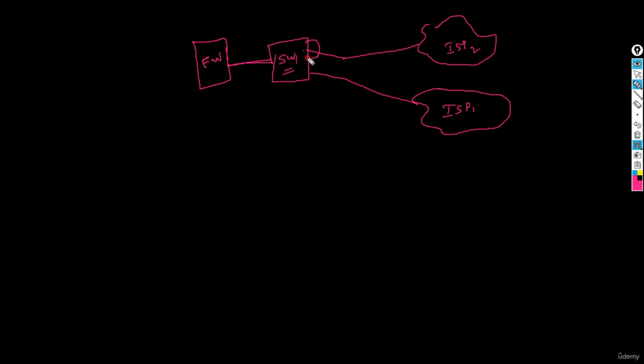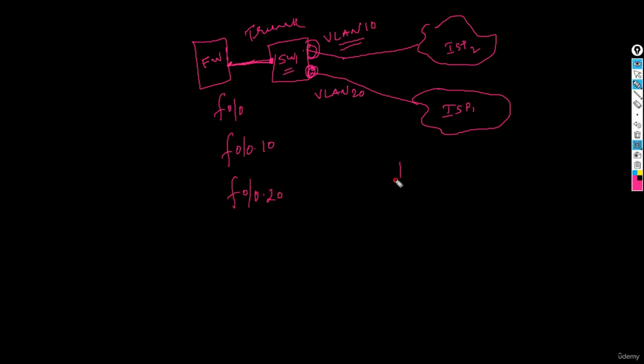Example I am using: this one is in VLAN 10, and this one we will put in VLAN 20. These both are ISPs. This switch port I will put in VLAN 10 and VLAN 20, and I will make this a trunk. In the firewall I will create sub interfaces. For example, if I have F0/0, I will make F0/0.10 for VLAN 10 and F0/0.20 for VLAN 20. When we do IP SLA, we will see that. So this way we can have the connection from the ISP.